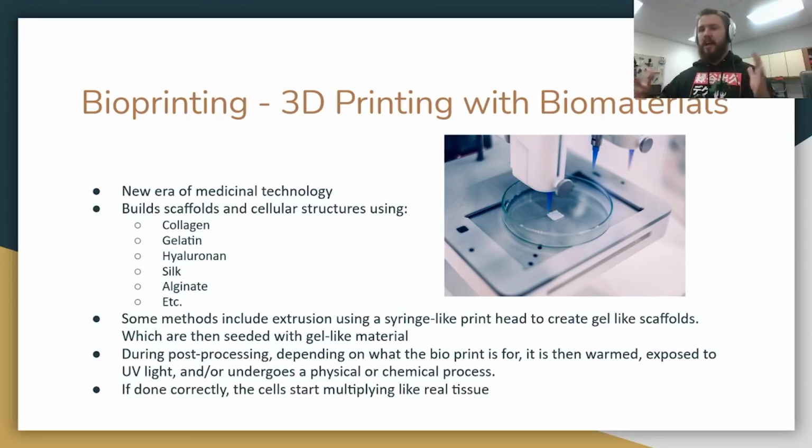It builds kind of like this scaffolding or this structure that it can inject the gel into, and inside this gel-like material there is cell-like material, kind of like stem cells in a way, that is then treated in post-processing to be able to replicate cells that we have in our body. This post-processing is very elaborate, sometimes even takes longer than the 3D print itself, because what we're doing is we're treating this material so that it can self-replicate within the body and start multiplying like real tissue.